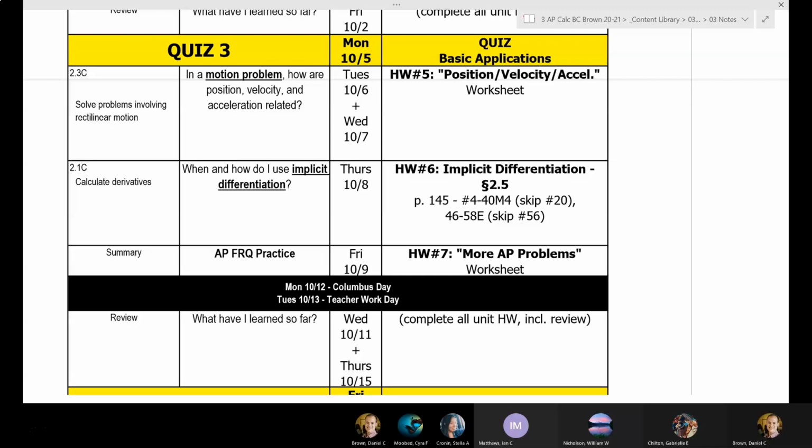But if you have extra time and want to get ahead, there is another set of AP problems for this unit, and that's under homework 7. Some of the problems in homework 7 are implicit differentiation, which you can't do yet. But one of the problems does deal with velocity, acceleration, and position. So if you are looking to get ahead, you're more than welcome to start homework 7 and do the ones dealing with PVA. But really all you want to make sure you're keeping up with is just homework number 5.